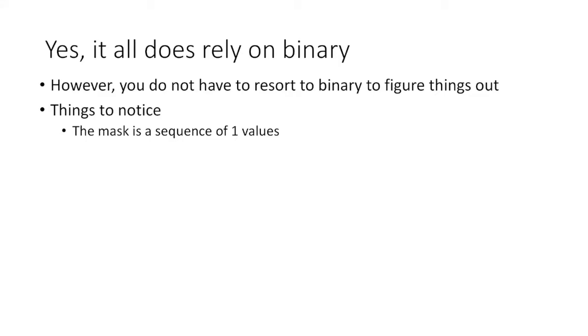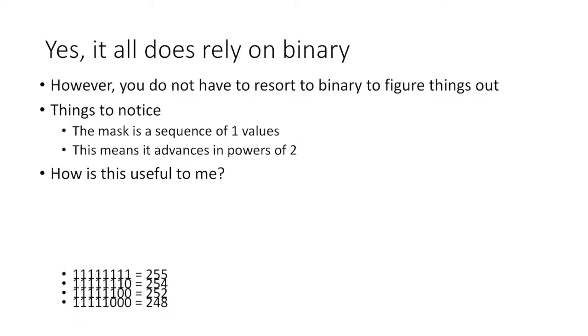As this is going across a 32-bit value, every time you add a 1, you are incrementing by a factor of 2, because that's what binary is. Each column, if you like, of the value represents an increase to the power of 2. So this means that the decimal representation of that mask also increases in powers of 2 as you add or decrease to its length. How is that useful?